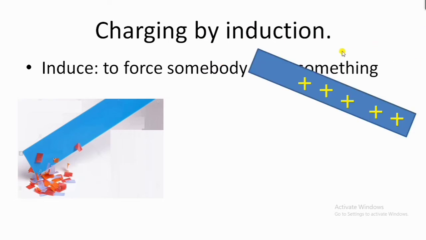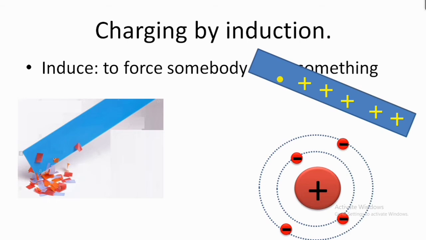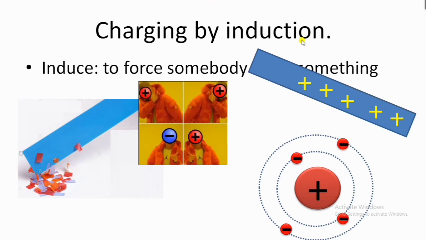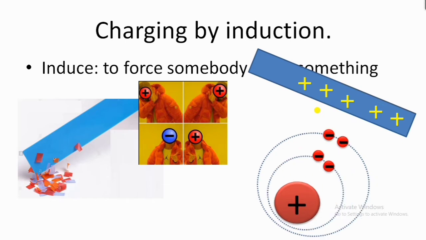Suppose we have a positively charged glass rod and an atom. We already know like charges repel and unlike charges attract. So the positive nucleus gets repelled by the positive glass rod and the negative electrons get attracted towards it, and the distribution of charge in the atom changes like this. Electrons move slightly towards the glass rod and the nucleus moves slightly away from the glass rod.